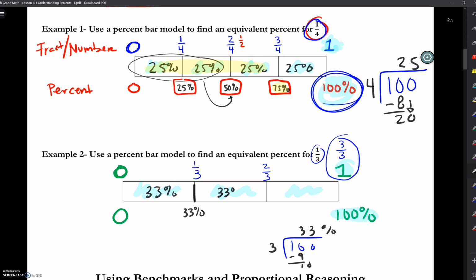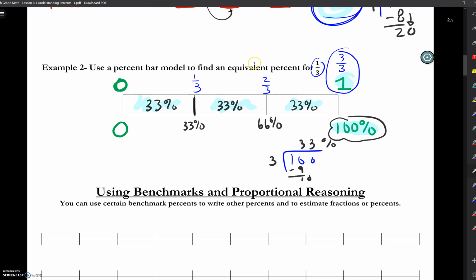This is another 33%. So when I add those two, I get 66%. And then my last piece is 33%. And when I add that, I end up getting 99%. But we're going to round up to 100%.